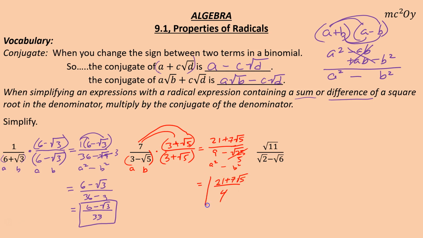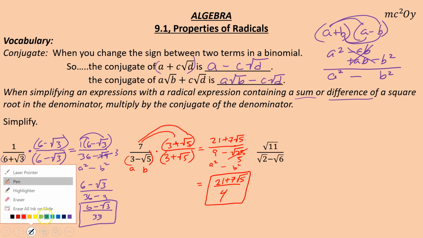Now, some common mistakes. Some students try to add the 21 and 7, and you can't because 21 is technically counting like root 1s, and 7 is counting root 5s. So you can't combine the two. So you're done. All right, let's try one more.